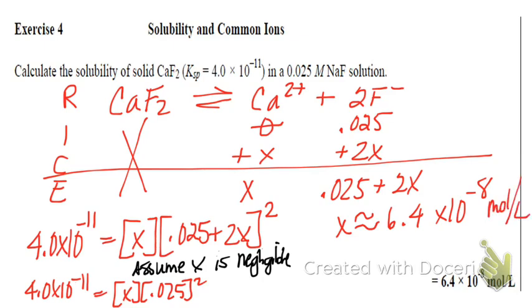And then we check, is that smaller than 5% of the original? And absolutely it is. So the assumption that we could neglect x was valid. The original we're basing it on? The original is the 0.025. Oh, okay.